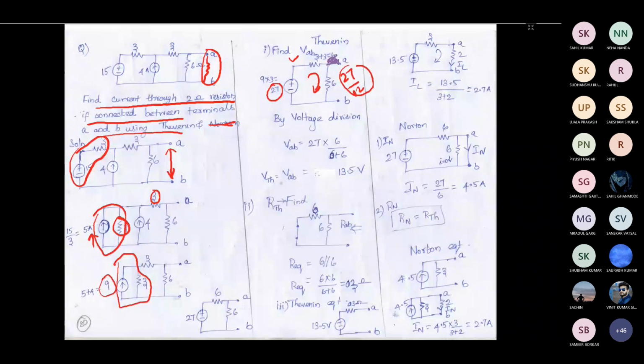Now, what will be the current flowing through this resistor, that is 27 by 12. So the voltage across this resistor can be given by I into R. I is 27 by 12 and your R is 6. So this will be the voltage across this resistor. That will be the voltage across the terminals A and B. So this voltage will be nothing but 13.5 volt.